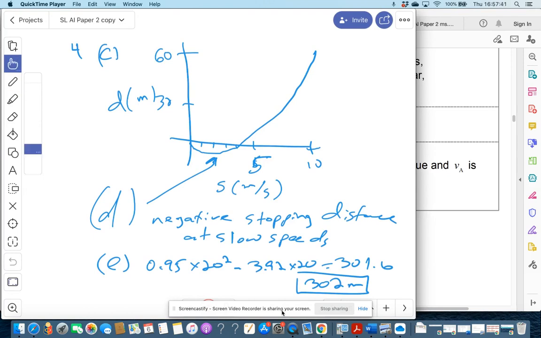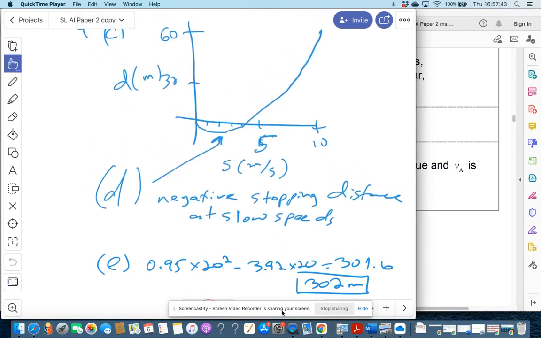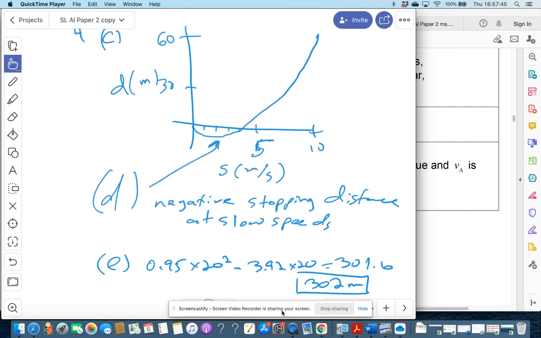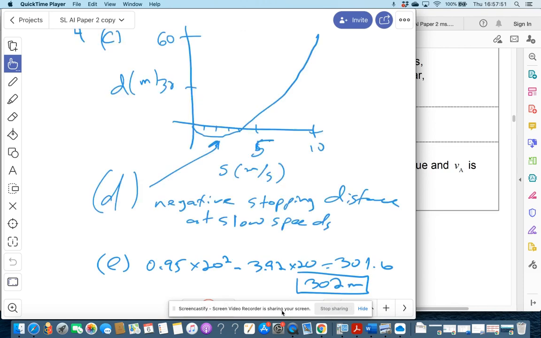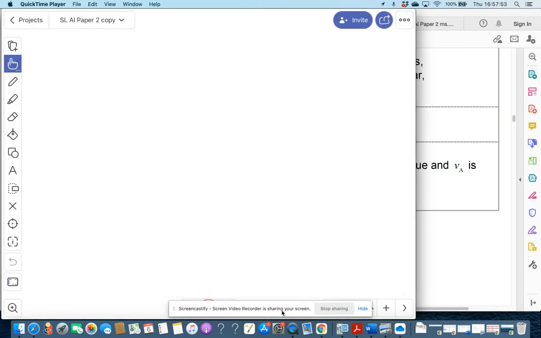Do I have enough room? Is it going to do it? Did that again to me. Okay, so I'm going to do another thing here. This is 4E.